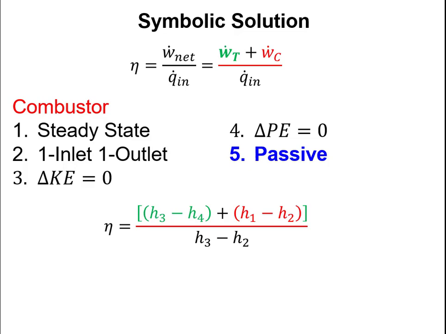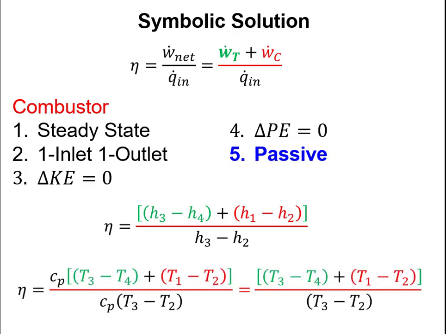So now I have an equation. If I was doing variable specific heat, I would leave these all as H's. But since I'm doing a constant specific heat problem, I pull Cp out of both the numerator and the denominator, so my H's become T's. And then because both the numerator and the denominator are multiplied by Cp, I can cancel it out and I have an equation that's just left with the temperatures.